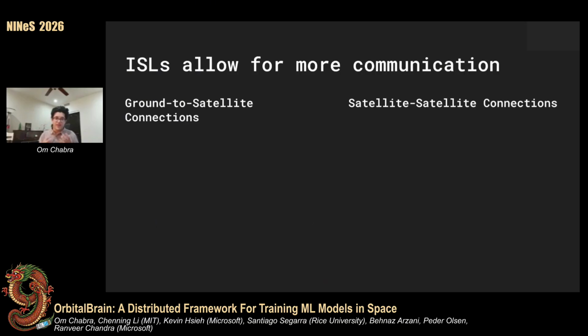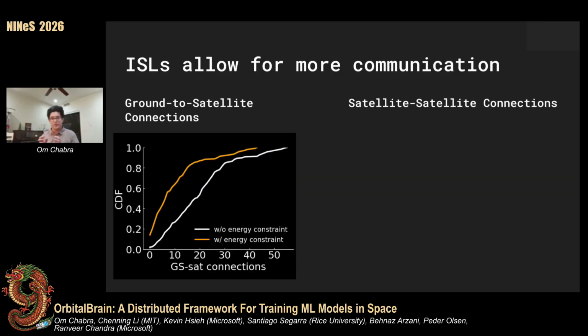Similarly, we're seeing that intersatellite links, which are basically lasers that allow one satellite to directly talk to another satellite just over the air, are increasingly becoming deployed, and they allow for substantially more communication. So here on the left, for instance, I plotted the ground to satellite connections for the whole constellation over the day. What you'll see, though, is that there's maybe on average around 15 to 20 satellite GS to SAT connections. And once you consider energy, it's under 10 on average.